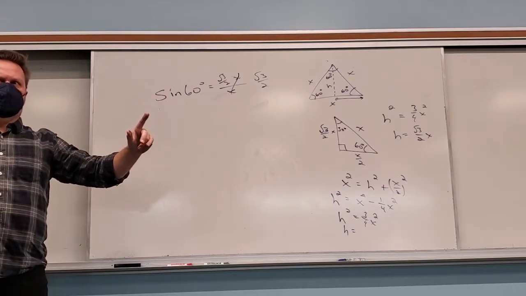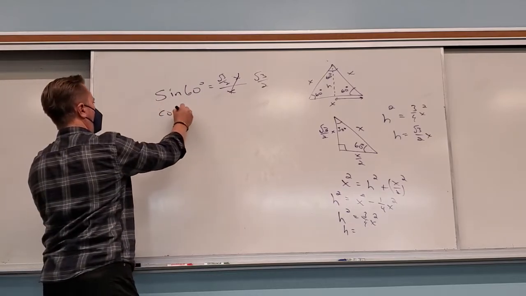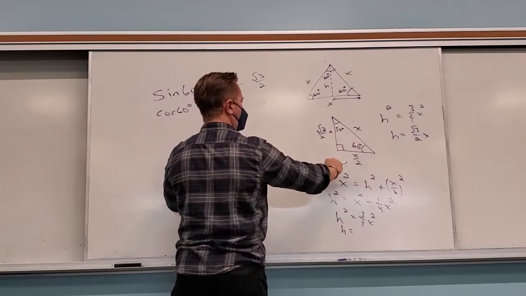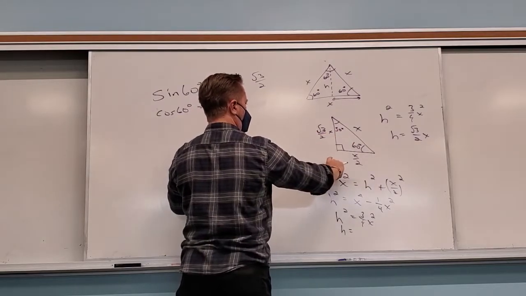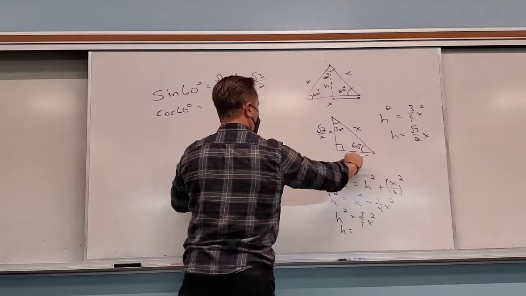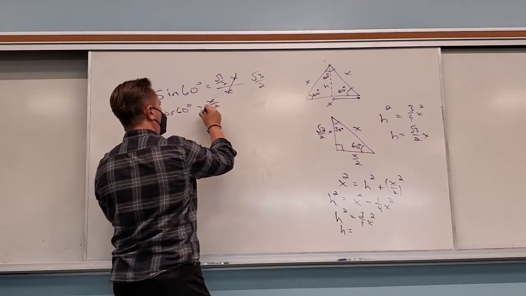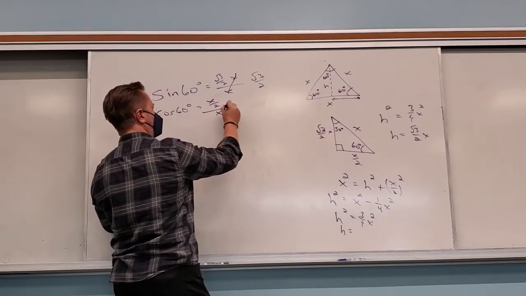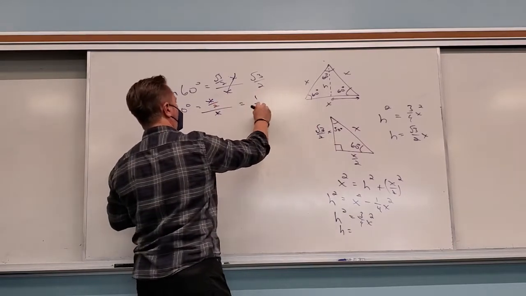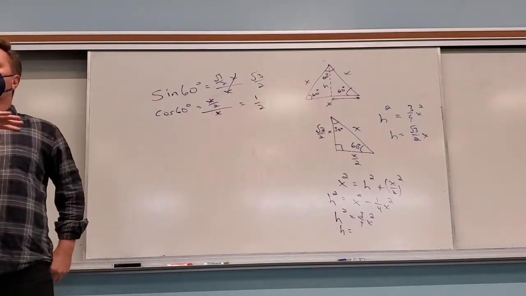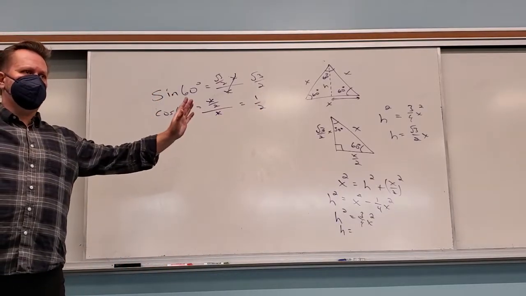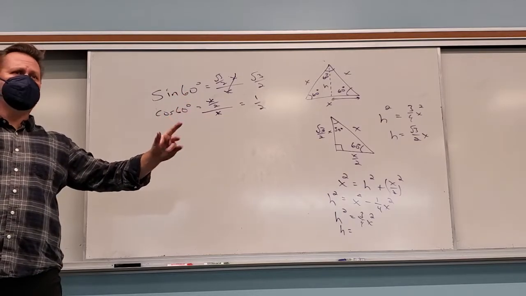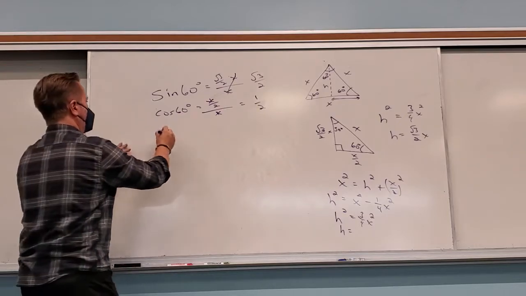Like it? What about cosine of 60? It's going to be what side to what side? Cosine is the x side. So it'll be x over 2 over the hypotenuse, x. So the x's cancel, I get 1/2. So cosine of 60 degrees is 1/2. That's what it always is. I like it.